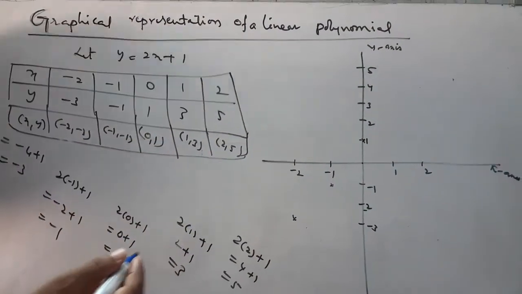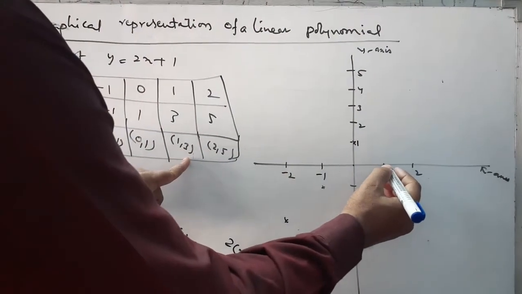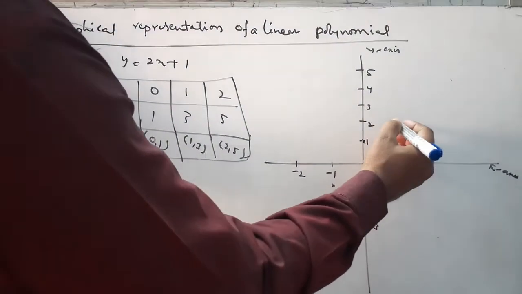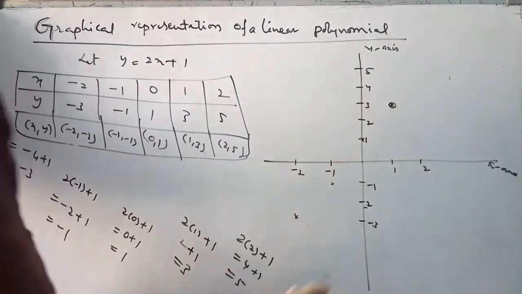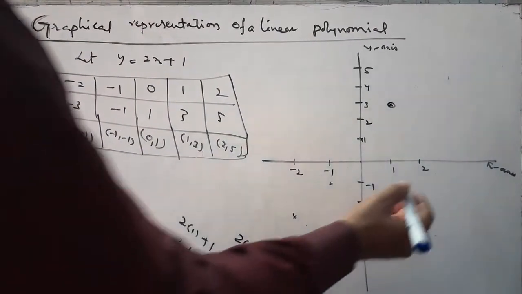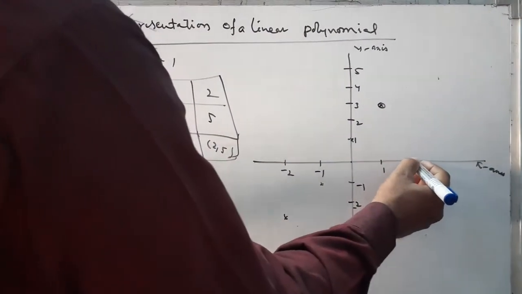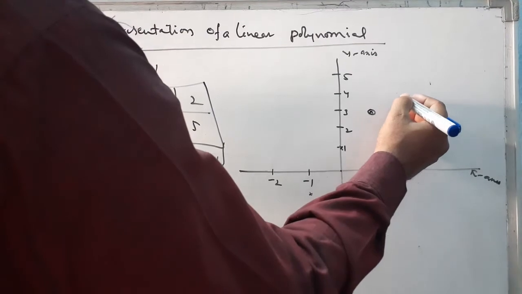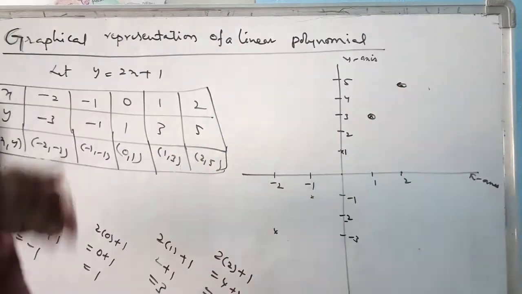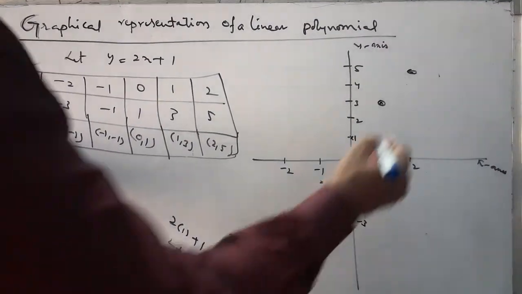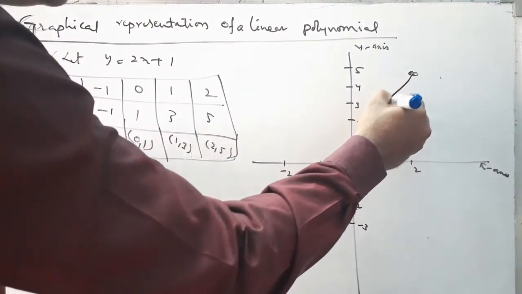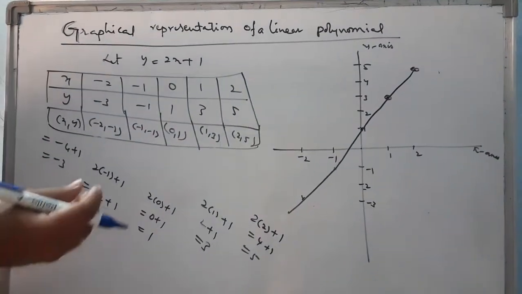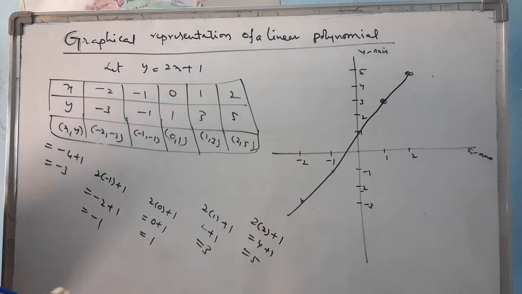Next, what is that? 1 comma 3. 1 on the x-axis, and we have to move 3 units upside: 1, 2, 3. And the next one is 2 comma 5. 2 on the x-axis, we have to move 5 units upside: 1, 2, 3, 4, 5. So if you join these points, we will get one straight line. So it is a straight line. It is the graphical representation of a linear polynomial.